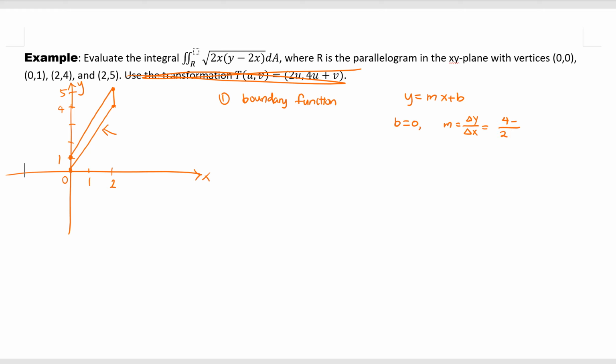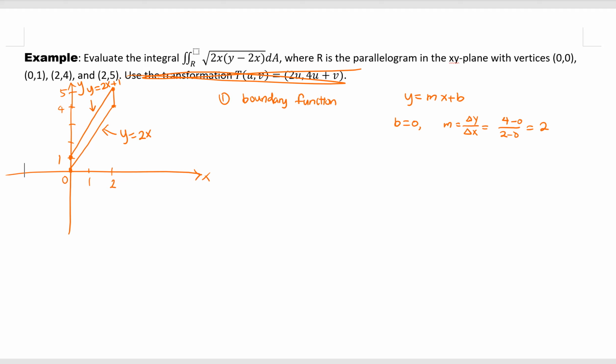The other point is 0, 0. Oh, so we get that's 2. So that line is y equals 2x. So far so good. How about this top line? Well, it's the same slope. We just move up 1 unit. So y equals 2x plus 1.